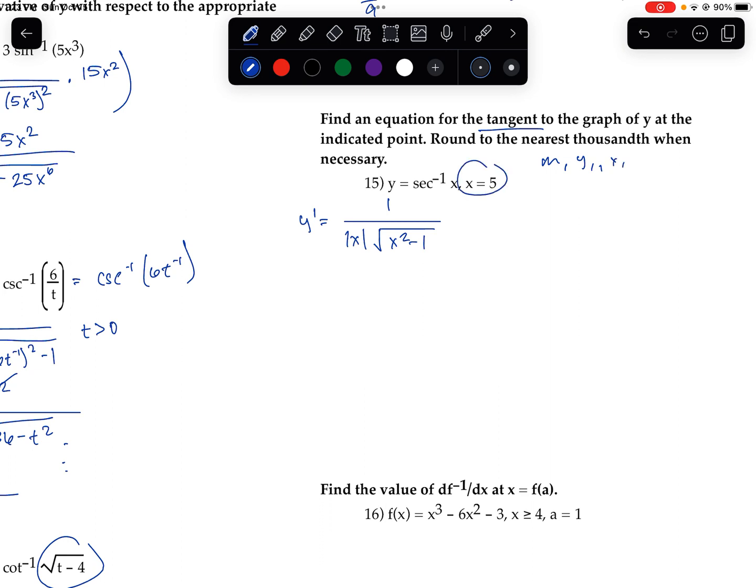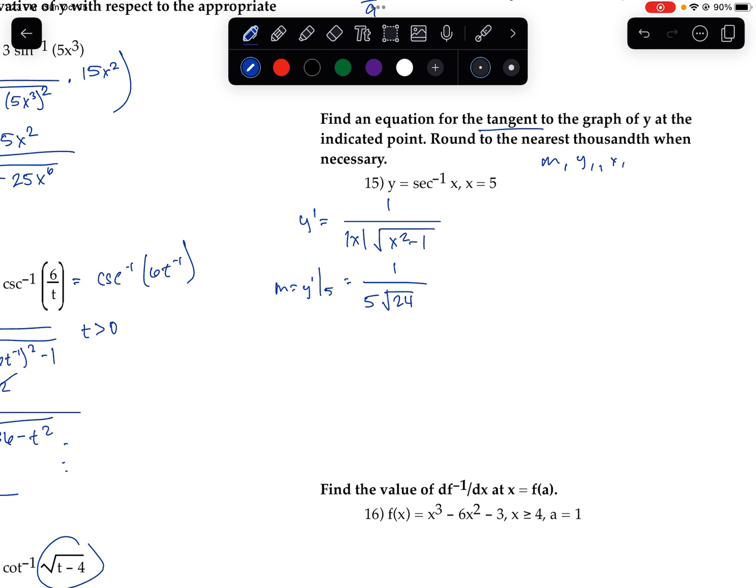Which we already have. So let's find, I guess since we already took the derivative, let's find m. So m is going to be equal to y prime at 5. So that's going to be equal to 1 over 5 times the square root of 24, because if we plug in 5, that's 25 minus 1.